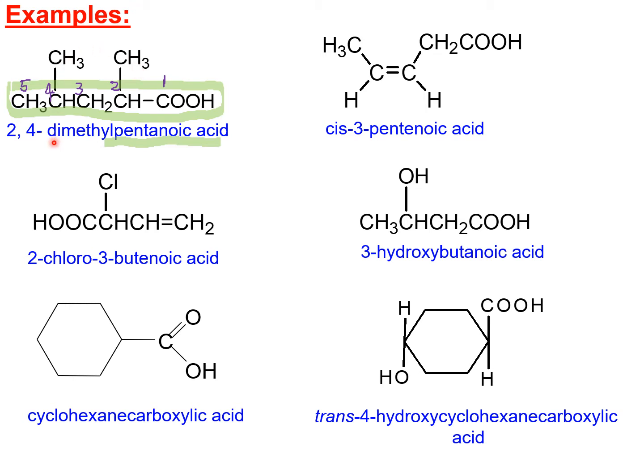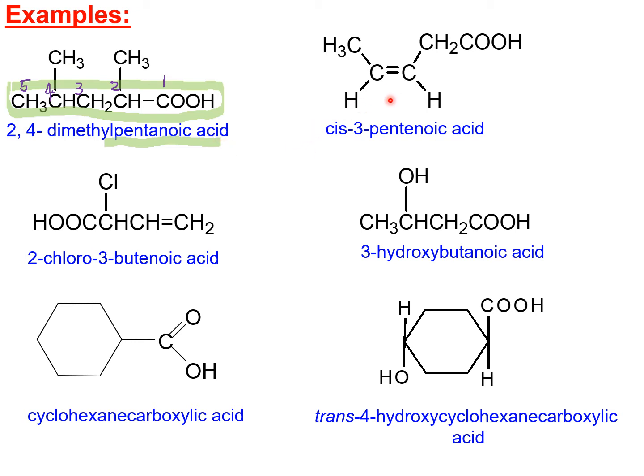You can name it as dimethyl. Okay, because ada dua substituent methyl yang sama. Tapi you need to write down dia punya position. Di mana position methyl tersebut berada pada kedudukan carbon number 2 and 4 respectively. So this is how you should name your organic compound that looks something like this.